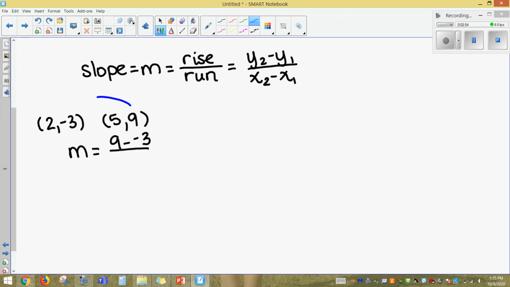Now once I've decided to take 9 minus -3, however, with the y's, then the bottom is set in stone. I have to start with the 5 for the x's and take away the 2. Now 9 minus -3 is equal to 12, and 5 minus 2 is 3. When I write my slope, I always write it in lowest terms, meaning I'm going to reduce 12 over 3 and call it 4. If you write it as 4 over 1, that's not wrong, and that's not bad, but it's not necessary.